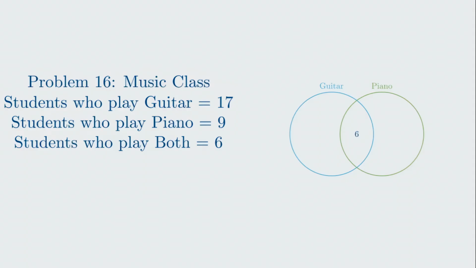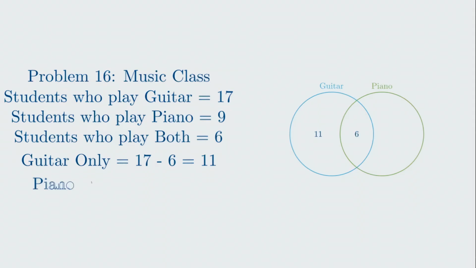Now let's find the number of students who play only guitar. The total number of guitar players is 17, but 6 of those 17 also play the piano. So we subtract the overlap from the total. 17 minus 6 is 11. This means 11 students play only the guitar. We write 11 in the guitar circle outside the overlap. We do the same for the piano players. The total is 9 and 6 of them play both. So 9 minus 6 is 3. 3 students play only the piano. We write 3 in the piano circle outside the overlap.